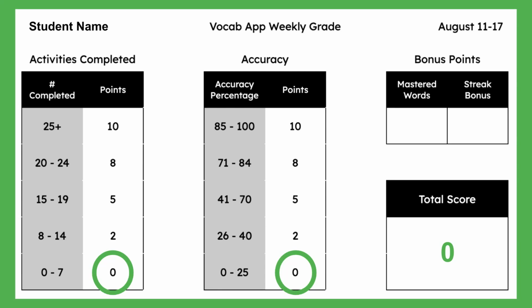The only way to get those points back is the following week or weeks after that to master more words, to get your streak bonus higher, to start adding points in there. So it is important that you spend, again, 5 minutes a day. That is it, outside of school, working on the Vocab app.